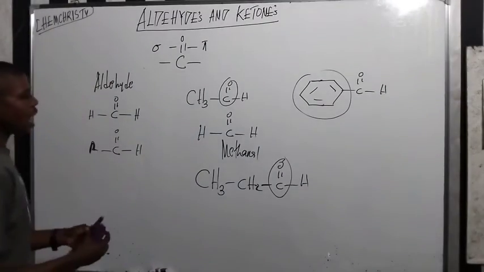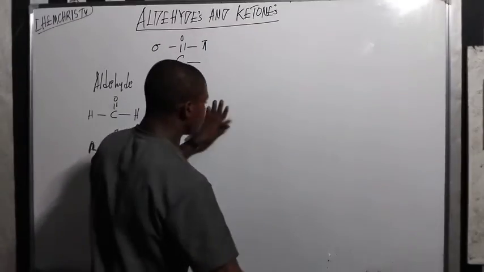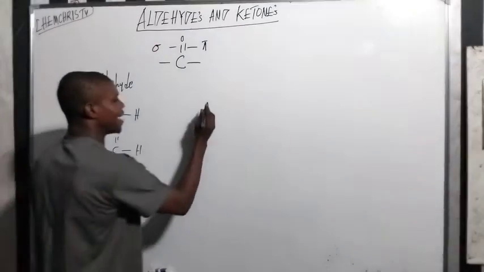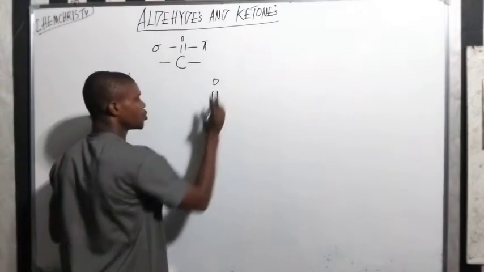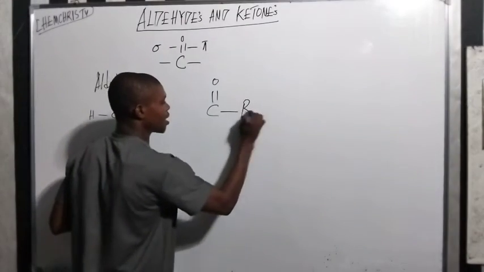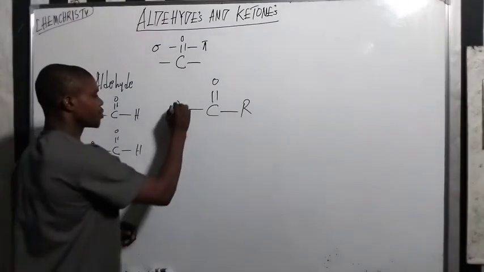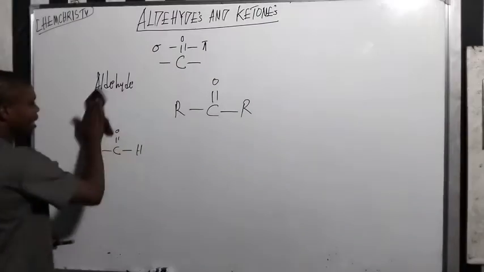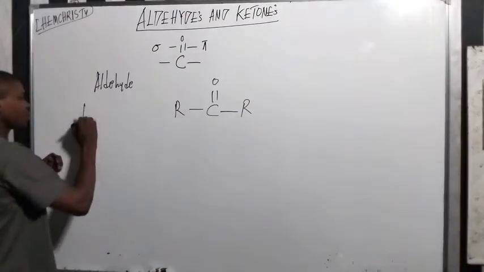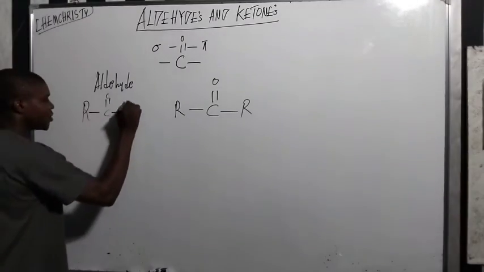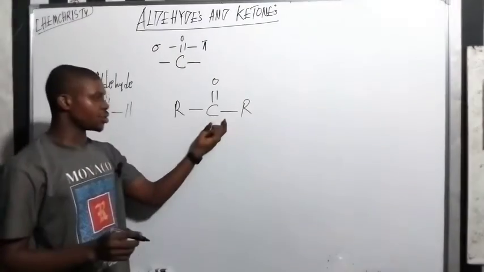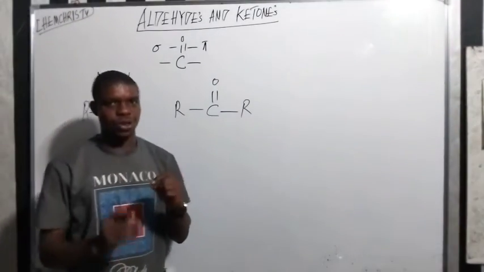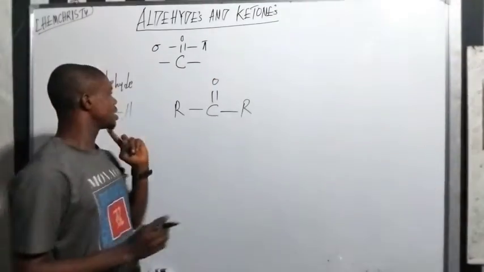Now how do you get a ketone? In a ketone, the carbonyl functional group does not have hydrogen. It can be alkyl and alkyl. So if you look at the difference between an aldehyde and a ketone, in an aldehyde there's a hydrogen here, right? But in a ketone there's no hydrogen. So whenever the carbonyl functional group does not have a hydrogen, it is a ketone. This is called a ketone.